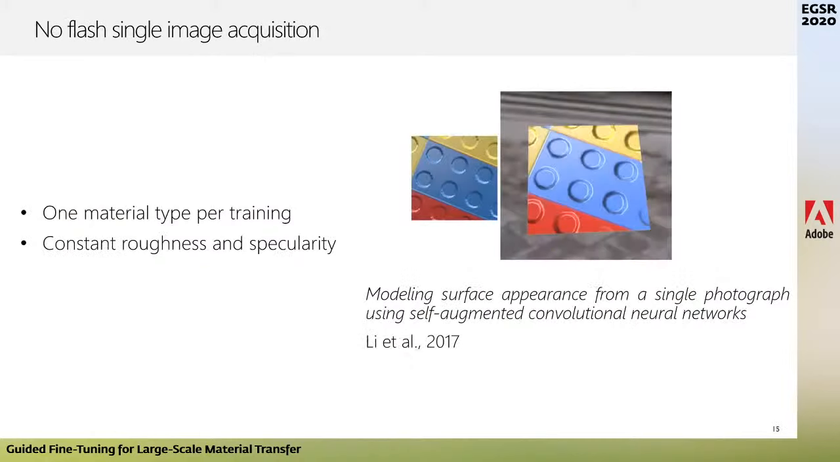In 2017, Lee and colleagues proposed a deep learning-based method for no flash acquisition. But because of the lacking flash information, they needed to train one network per material type, for example wood, metal, or plastic. And they inferred constant roughness and specularity over the acquired material.